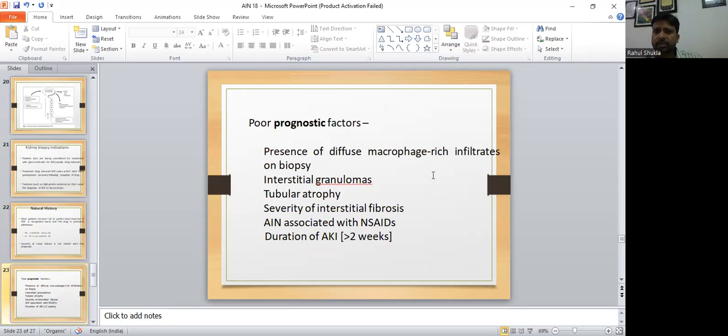What can be the poor prognostic factors? There are some biopsy features which can suggest poor prognosis, like presence of a diffuse macrophage-rich infiltrate, interstitial granuloma, tubular atrophy, which means chronicity has already set in, and severity of interstitial fibrosis. Those caused by NSAIDs also have a poor prognosis. And if the duration of AKI is more than 2 weeks, it is also associated with poor prognosis.